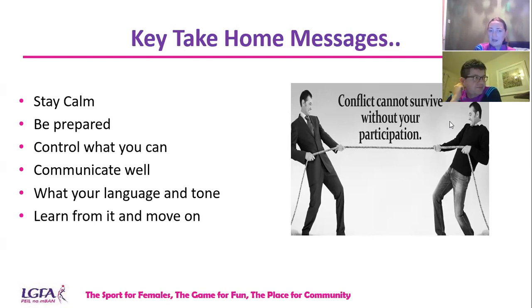Stay calm, be prepared, think about situations where conflict might arise in the game and what you would do beforehand. Control what you can. You can only control so much, so control the controllables. Communicate well. Watch your language and your tone. What language are you using? What's your tone of voice like? Learn from any mistake or conflict that comes your way, and please move on from it. Use it all as a learning tool. And I think it'll help you.